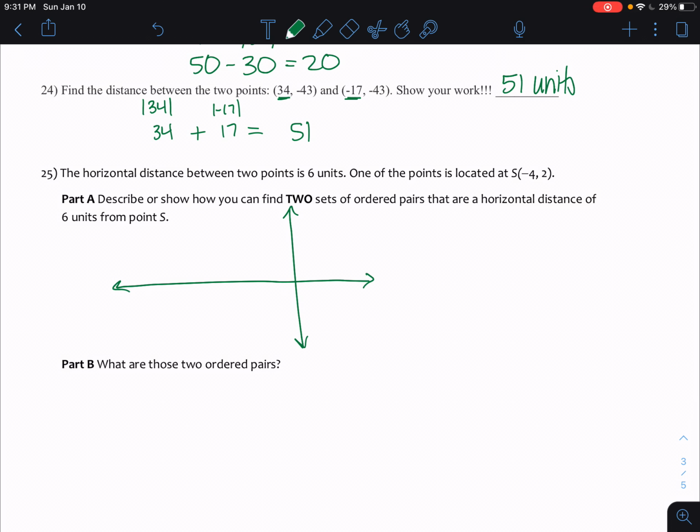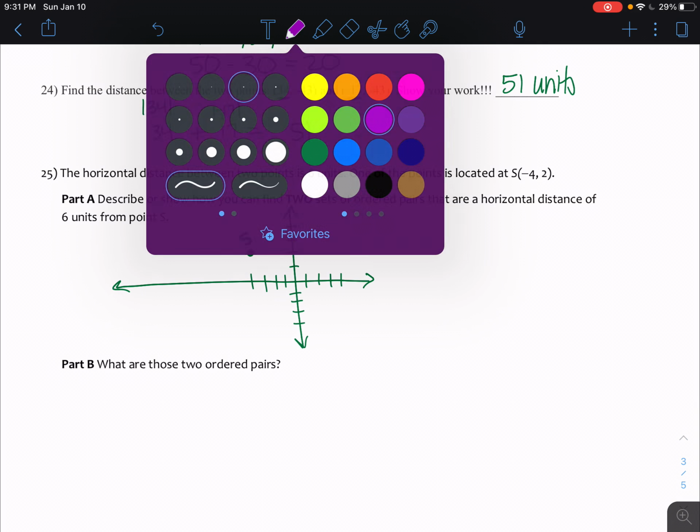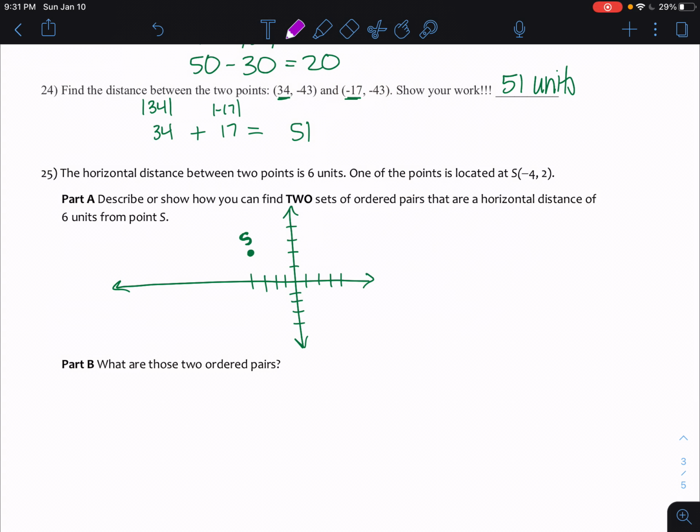And I'm going to plot the point -4, 2. So 1, 2, 3, 4. And then 1, 2, 3, 4. Just to be consistent. 1, 2, 3, 4. So here's -4, 2. So here's my point right here. This is point S.